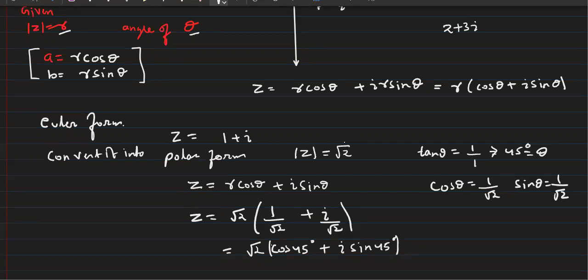So this is how we convert any complex number into polar form and vice versa. Got it, everyone? Tell me.